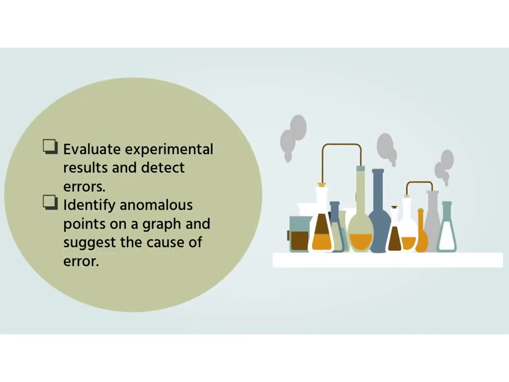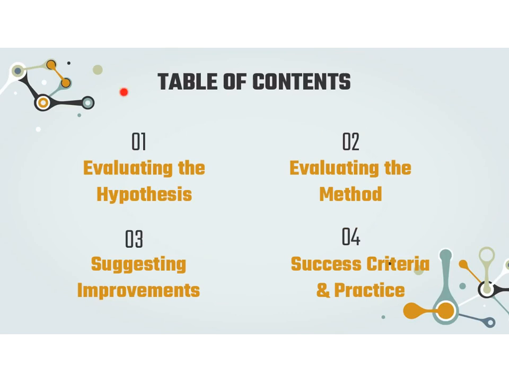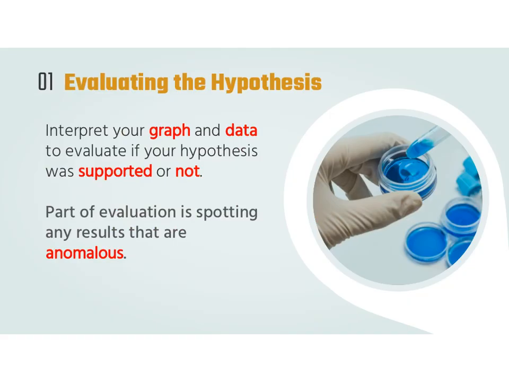Let's start listing our objectives for today. So we will start by evaluating experimental results and detecting errors. Also, we're going to identify anomalous points on a graph and suggest the cause of error. So we will learn how to evaluate the hypothesis and how to evaluate the method, and we're going to suggest some improvements. And finally, we will check the success criteria and we will practice together. Let's start now by evaluating the hypothesis.